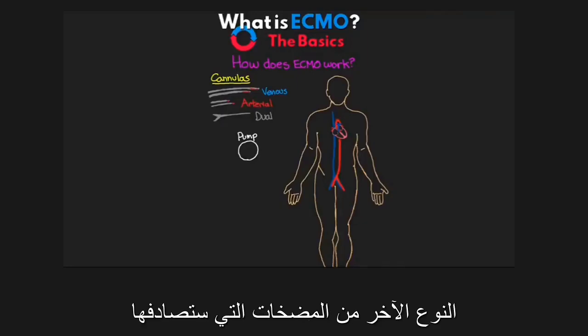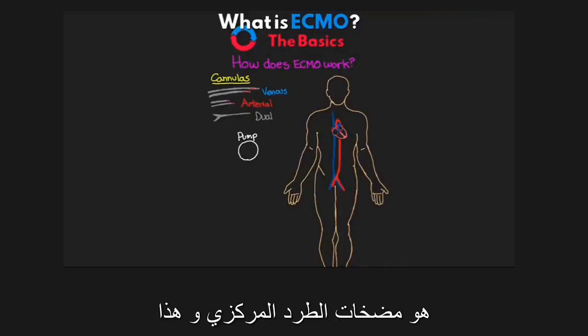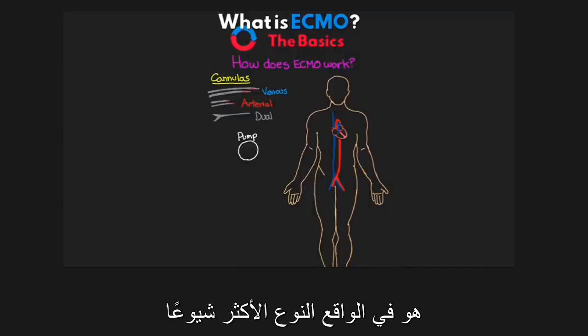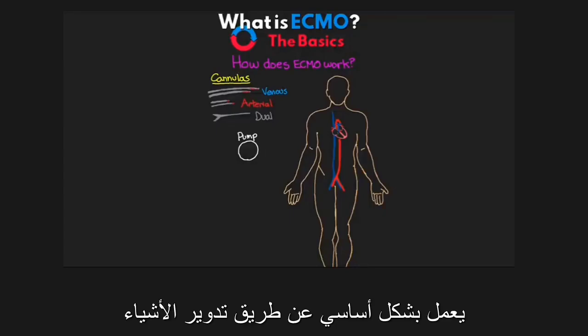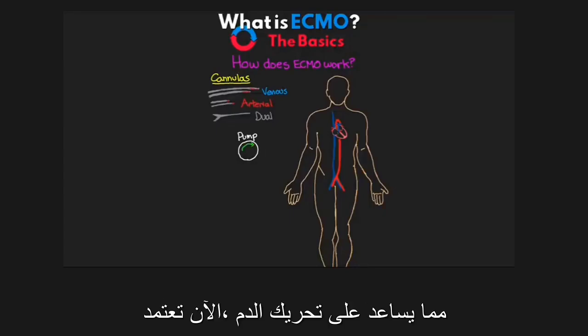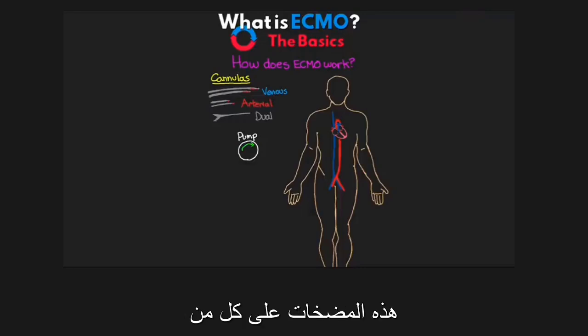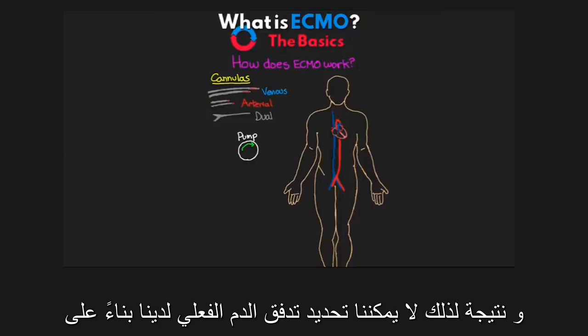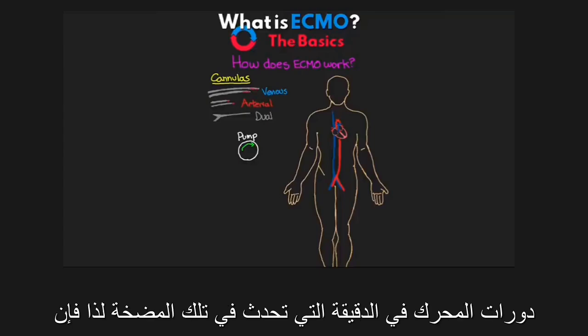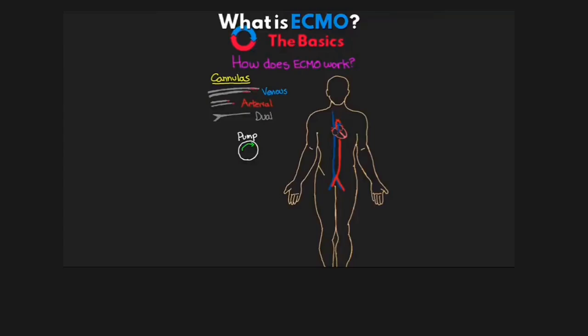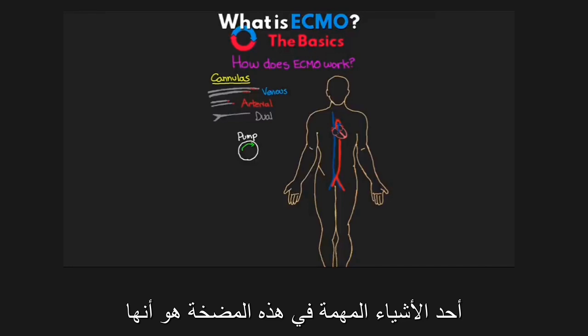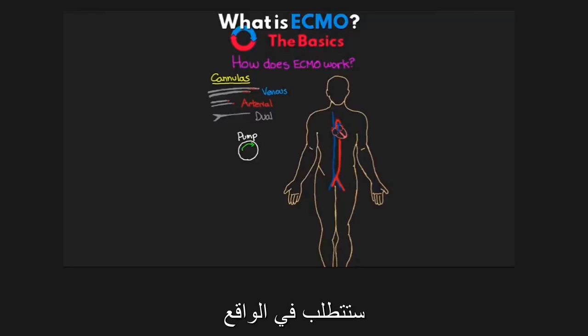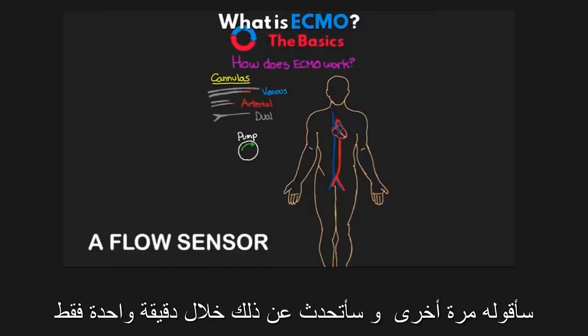The other type of pump you're going to come across is the centrifugal pump, and this is actually the most common one. It basically works by spinning things around, which helps to move the blood along. These pumps, though, are both preload and afterload dependent. As a result, we can't determine our actual blood flow based on the RPMs of the pump. So one important thing with this pump is that it requires a flow meter, which, again, I'll talk about in just a minute.